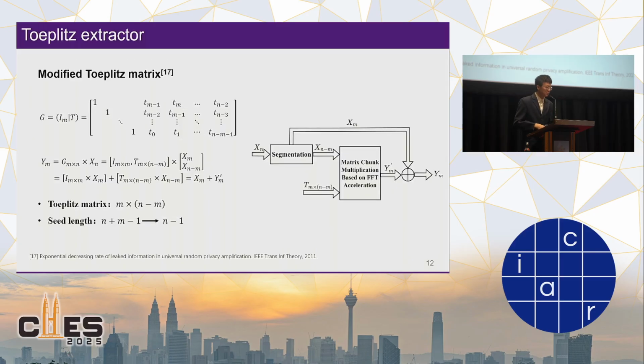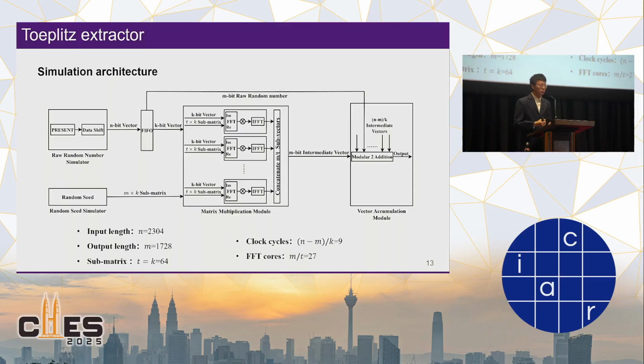To reduce the signal length, we can use a modified Toeplitz matrix without weakening the security. An m by n modified Toeplitz matrix is composed of an m by m unit matrix and an m by n minus m Toeplitz matrix. That means we just need to multiply this smaller Toeplitz matrix by the last n minus m bits from the input to get the intermediate result. And then we perform modular 2 addition with the first m bits from the input to get the final result.